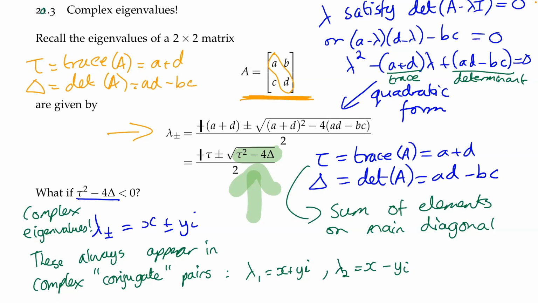And we can also calculate this thing that's highlighted in green. This is called the discriminant. You don't need to remember that it's called the discriminant. But this bit here will tell us whether our eigenvalues are real or whether they're complex. So if tau squared minus 4 delta, so if we take our trace and we square it and then subtract 4 times the determinant, if that's positive, then we have real eigenvalues. If it's negative, then we have complex eigenvalues.